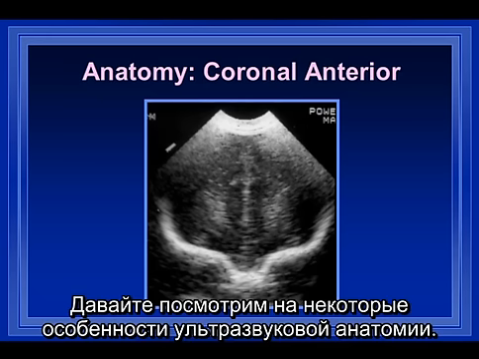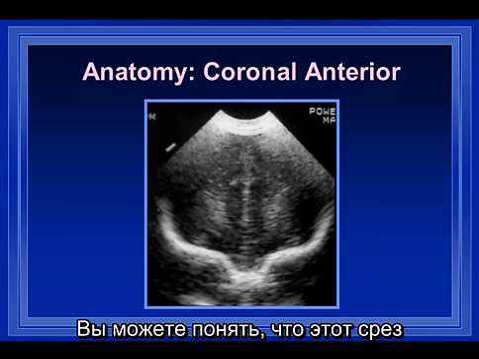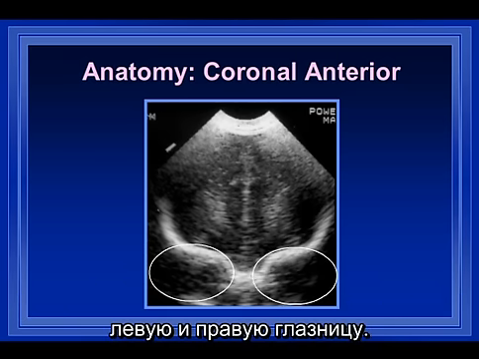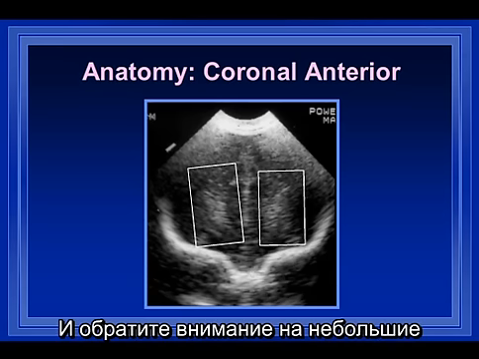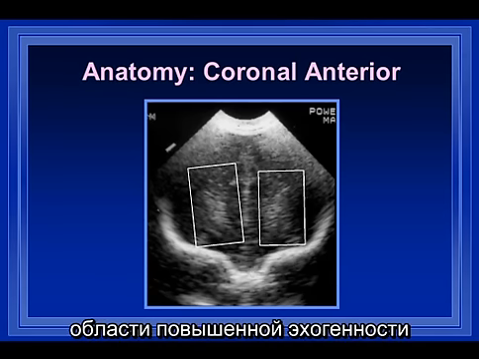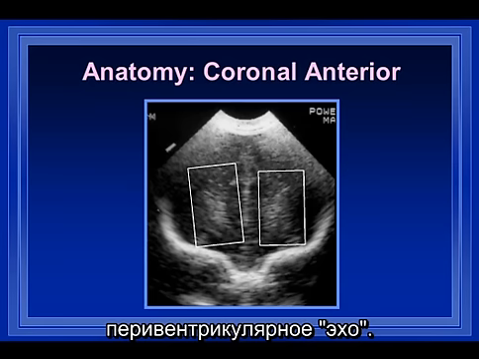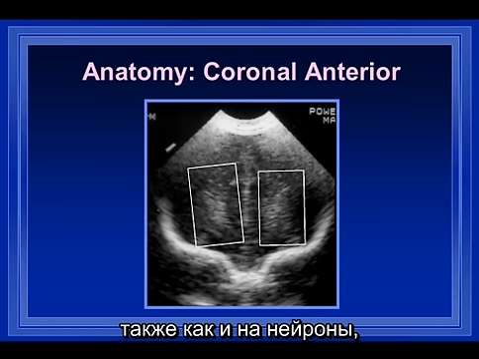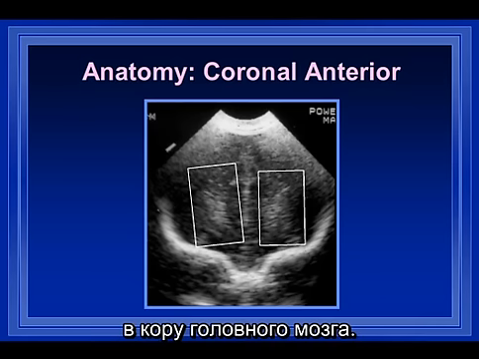Let's look at some of the ultrasound anatomy. This is a very far anterior view. You know that this view is very far anterior because you can see the left and the right orbits. The interhemispheric fissure is seen here. And note that there are little areas of brighter echogenicity in the frontal lobes. This is what is referred to as the periventricular blush. It represents vascular markings as well as neurons as they extend from the deep white matter to the cortex of the brain.